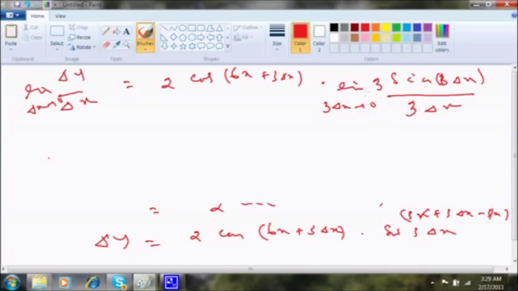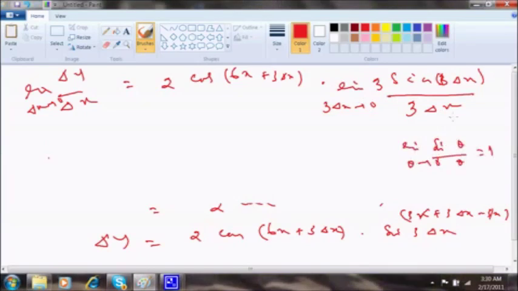I'm dividing and multiplying by 3, so that this exactly comes to the formula: limit theta tends to 0, sine theta by theta is 1. Theta is 3 delta x here. Now all this goes off: 3 delta x, sine 3 delta x by delta x. This quantity goes off as 1, and this 3 is there. In fact, this comes from here.